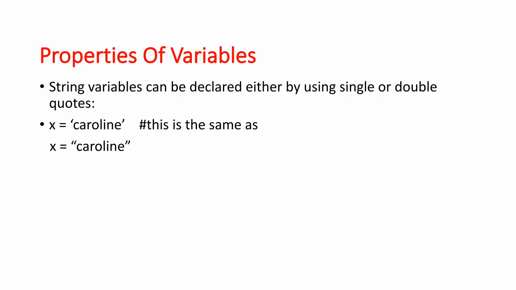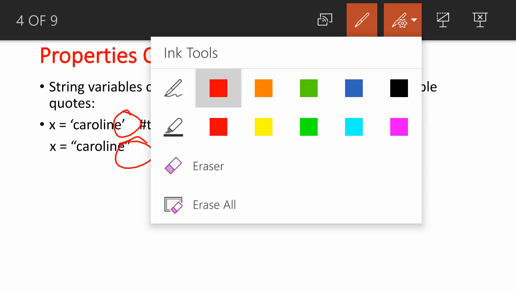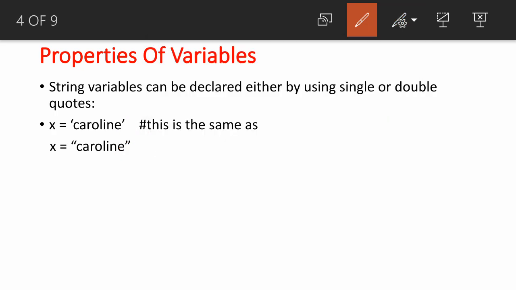Now, string variables can be declared either by using single or double quotes. There are different data types in Python. One of them is called strings. In strings, you must use either a single quote or a double quote. They are the same. If you notice what I wrote here, Caroline under single quote is the same as Caroline under double quote. They are the same thing. Python sees it as the same.